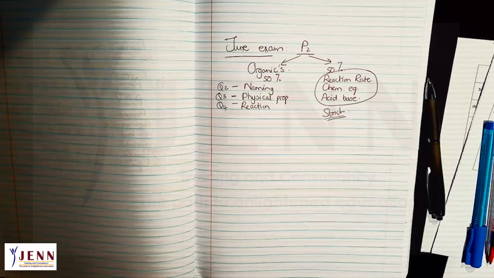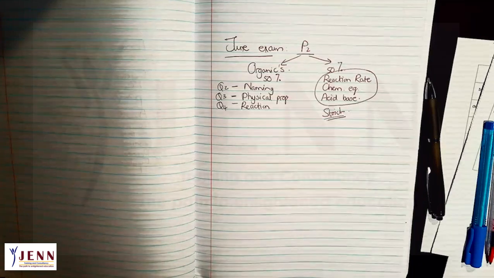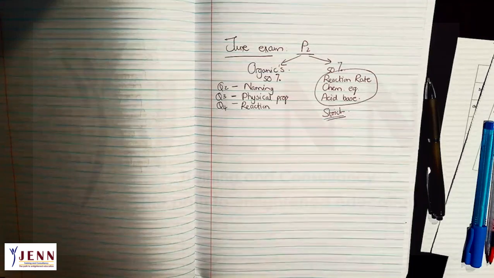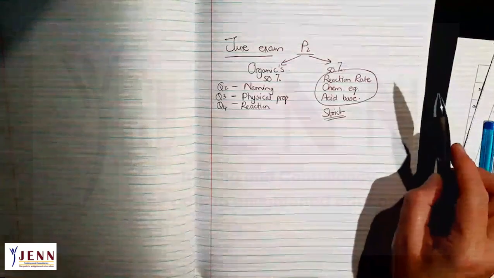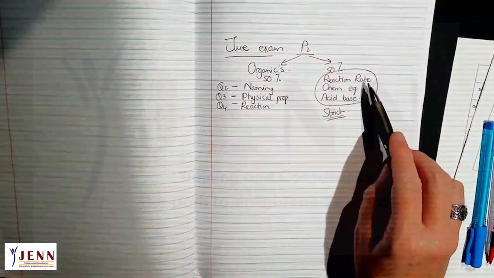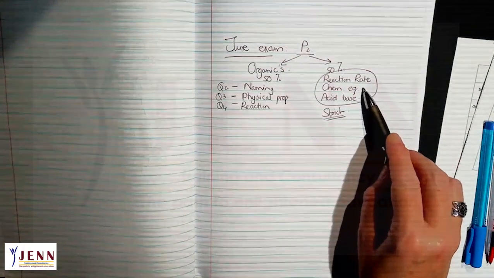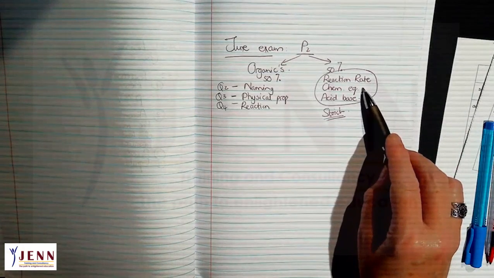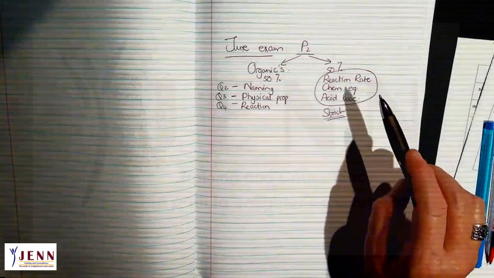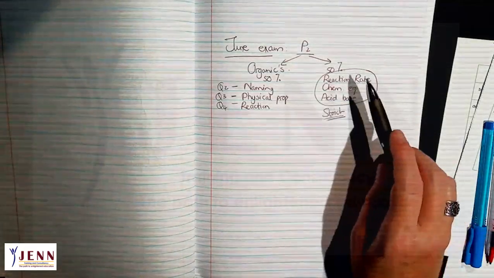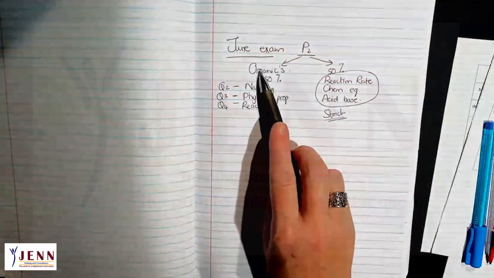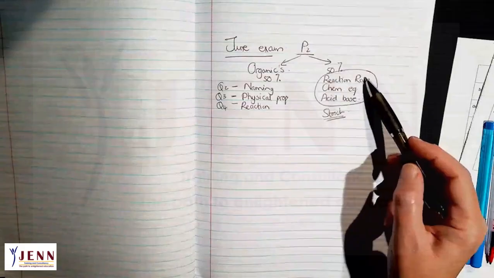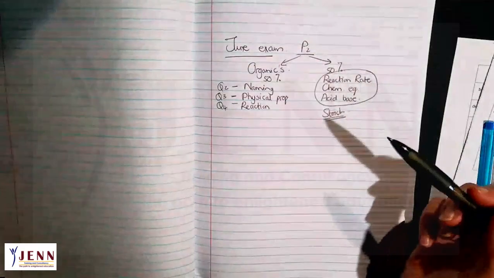And then you will also see that acid and base. At acid and base, there will be questions that they can ask on indicators as well on chemical equilibrium, because all your indicators work on the principle of Le Chatelier. So there's your June paper 2. 50% organic chemistry, 50% reaction rate, chemical equilibrium, and acid and base.